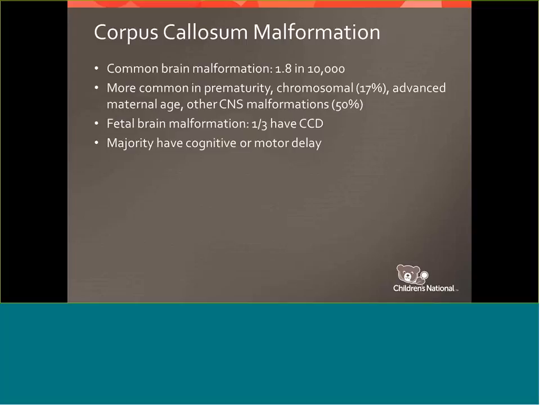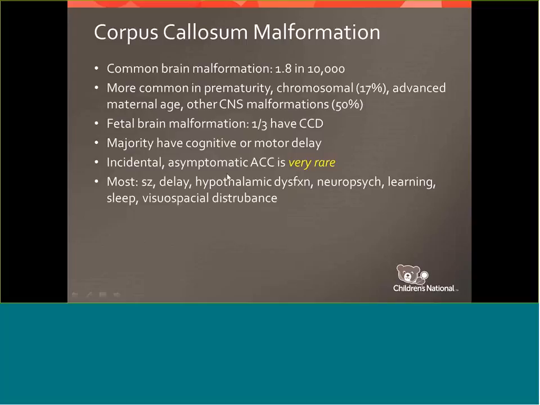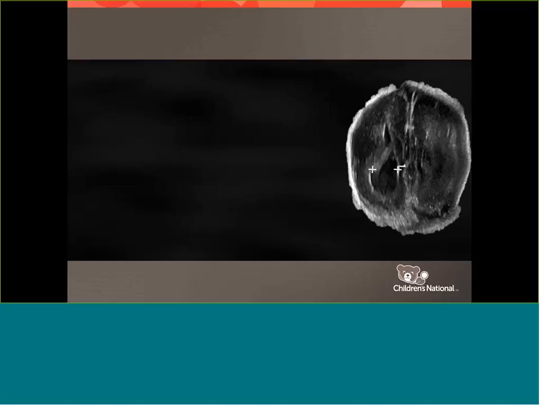Most patients would have some abnormality, cognitive or motor delay, and incidental asymptomatic agenesis of the corpus callosum is very rare. So again, most have some. Even if isolated, you can have isolated asymptomatic agenesis of the corpus callosum, but many of these patients have subtle visual spatial disturbances and learning disabilities that may not be manifest early on, so they probably need to be analyzed closely. If you look on OMIM, there are 187 syndromes associated with agenesis of the corpus callosum. So again, think about this in terms of a symptom rather than a diagnosis.